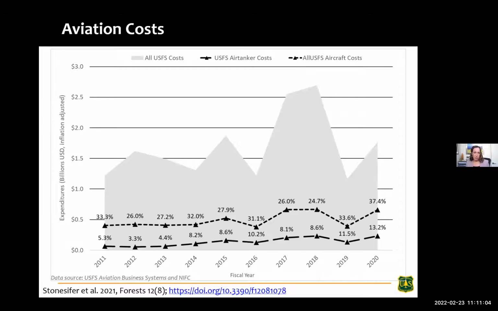We see that suppression costs vary from year to year. We know that is related to the severity of the fire season and fire season demands, but we see this average of roughly 30% over this time period for total aviation costs compared to total suppression expenditures. So given that aviation costs are a significant factor in total suppression expenditures, it's important to manage thoughtfully how those resources are utilized. Next slide.